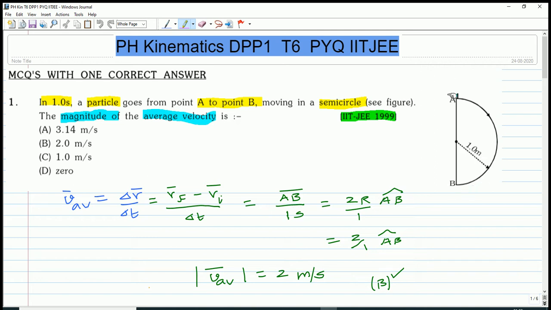So the particle is moving from point A to point B along this semicircle of radius 1 meter. Average velocity is given as delta r by delta t, where delta r is a change in position, which is final position minus initial position, divided by delta t. So the final position minus the initial position is displacement vector AB divided by 1 second, and the magnitude of AB is 2r and the direction is AB cap. So the magnitude of average velocity is 2 meters per second. So the correct option is option B.